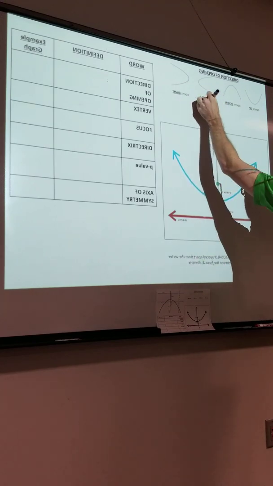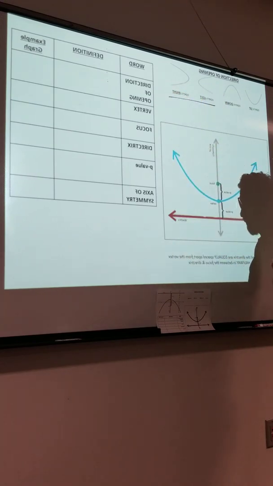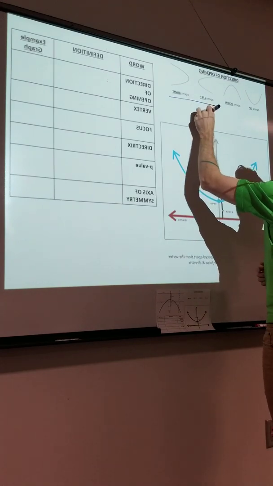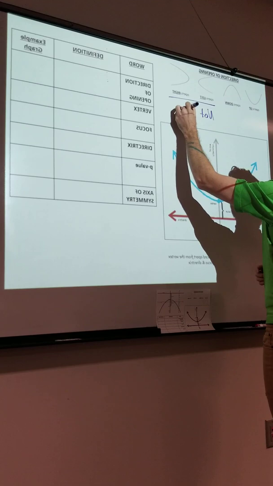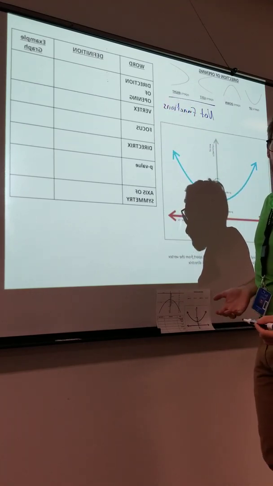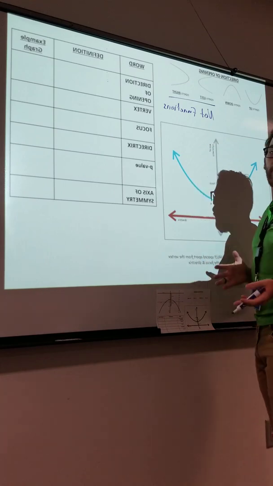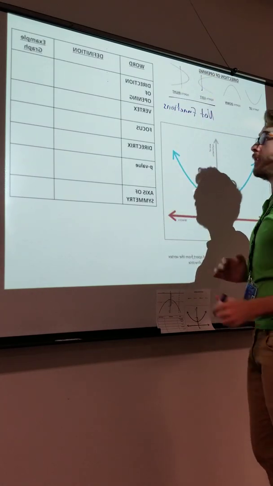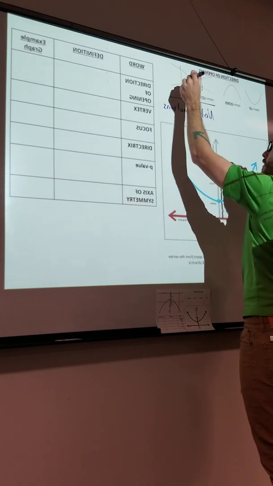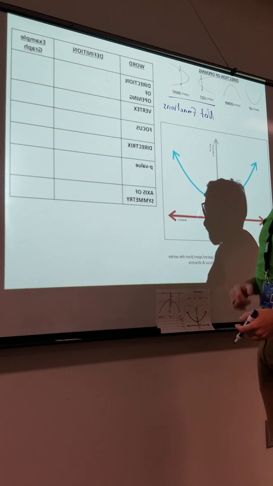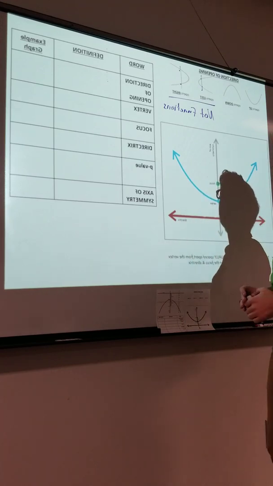However, these two things, opening to the left and opening to the right, are not functions. Why are they not functions? Because they fail the vertical line test. If I draw a vertical line anywhere in those, you can see it crosses twice. So neither of these are functions, because they fail the vertical line test.